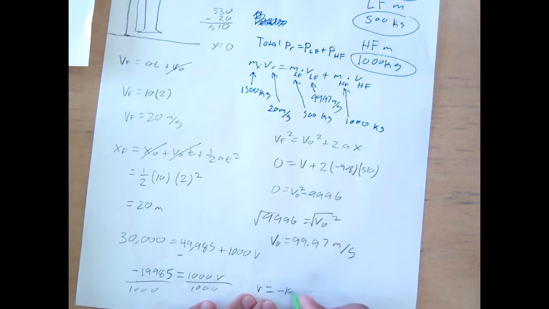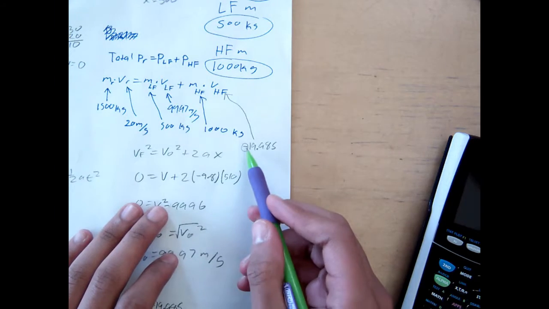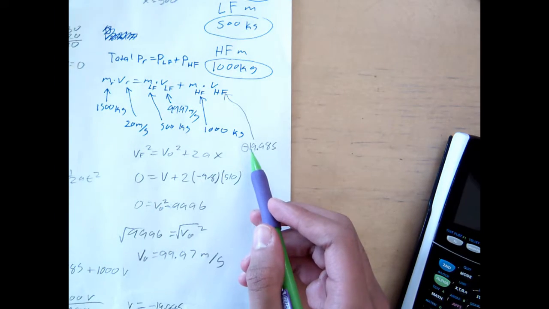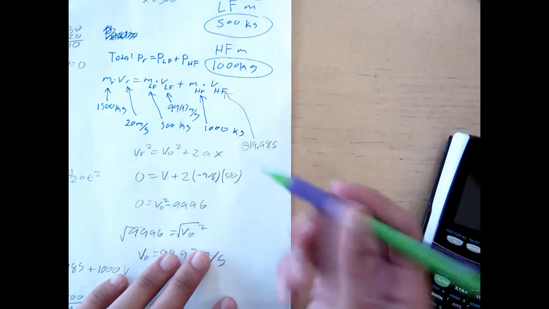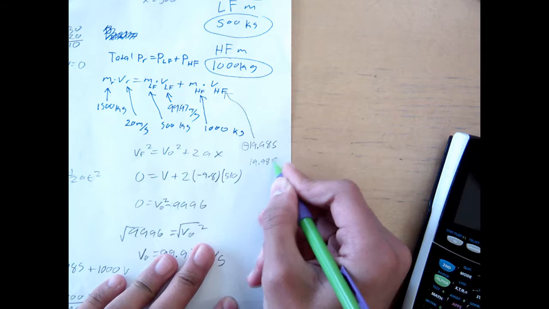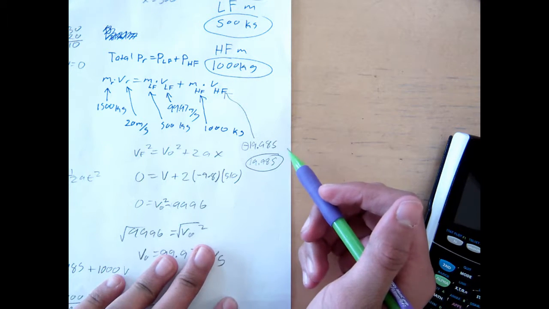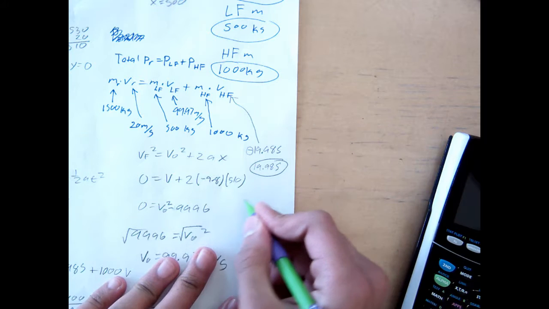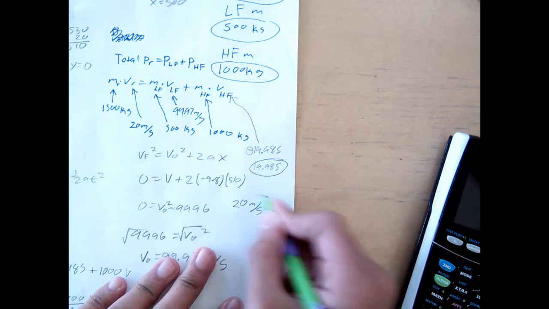negative 19.985. Very good. So we end up with a negative answer, but because it's asking for speed, you can't exactly have a negative speed, so this would just become positive 19.985, and we were given 2 sig digs, so the final answer would be 20 meters per second.